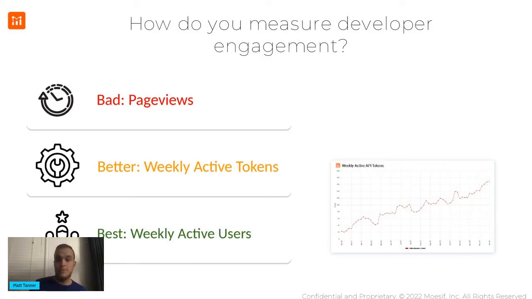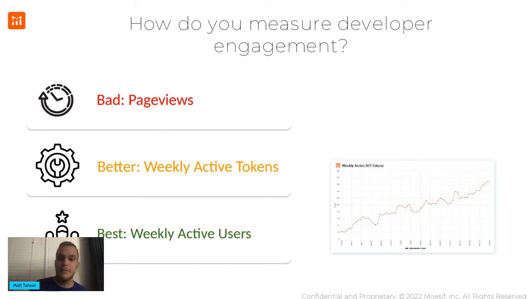A better way to do it might be weekly active tokens. So these might be API tokens that people are using to access it. But again, not great, because one developer could have 30 tokens, and that's going to throw off our metric.